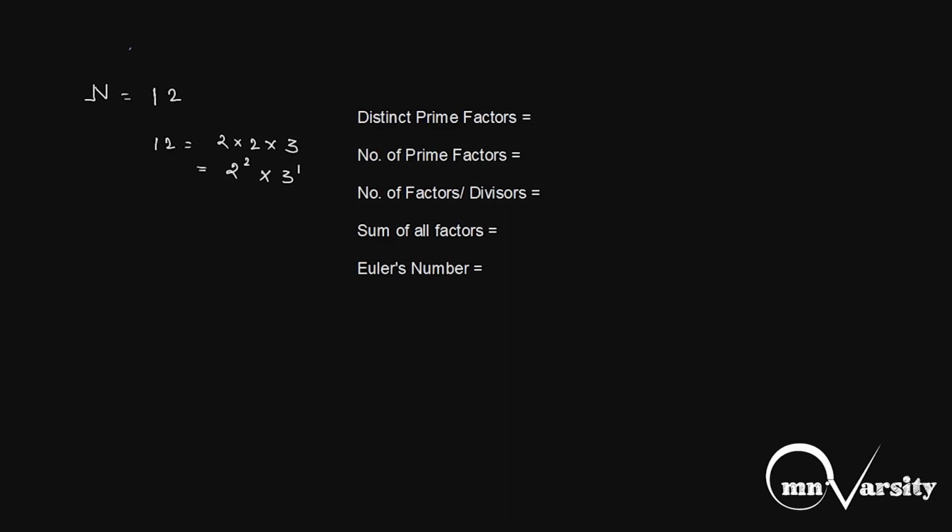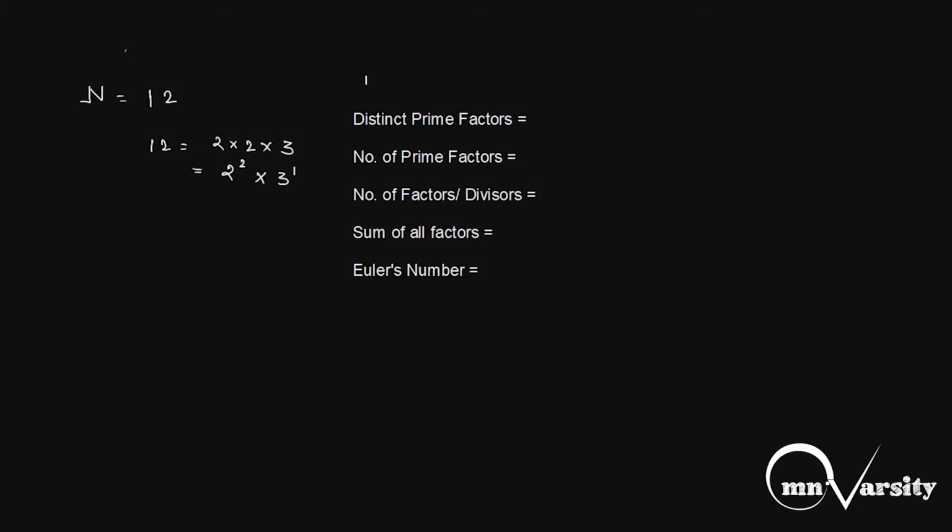So now let us try to answer the questions. So here N is equal to 2 to the power 2 into 3 to the power 1. So the distinct prime factors are 2 and 3. So there are 2 distinct prime factors. The number of prime factors will be 2 plus 1, so the exponents are 2 and 1, which is equal to 3.